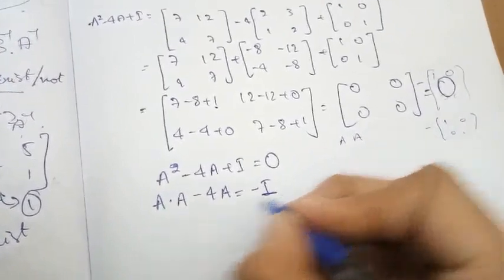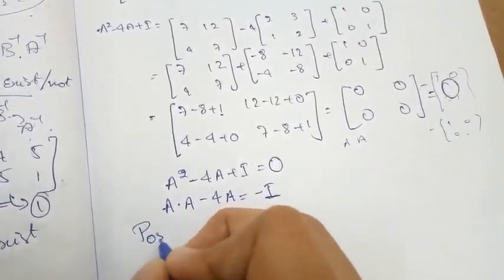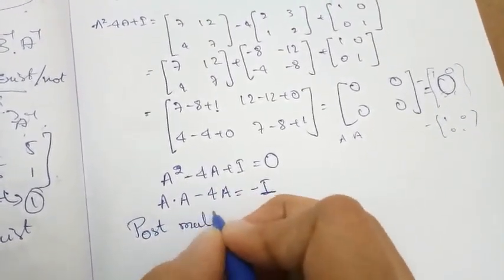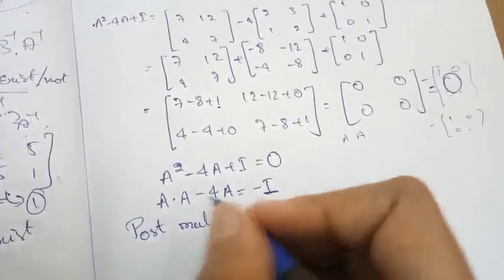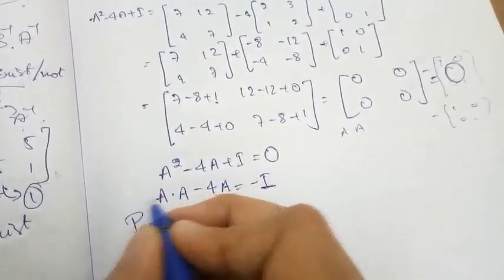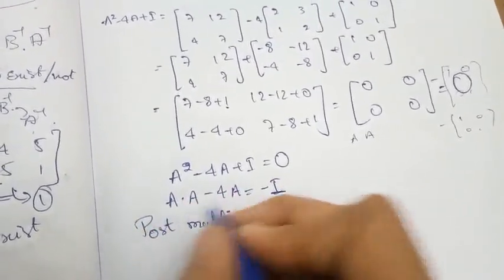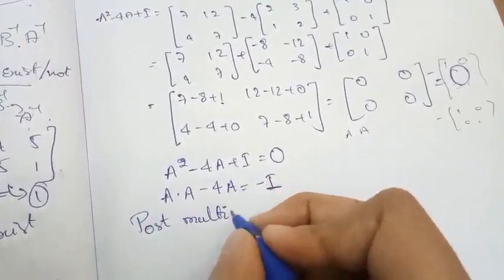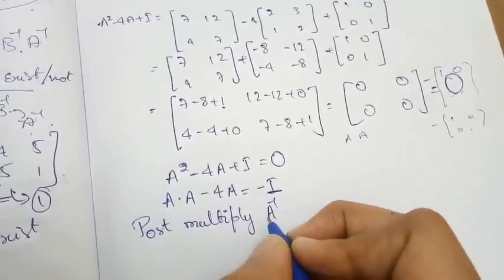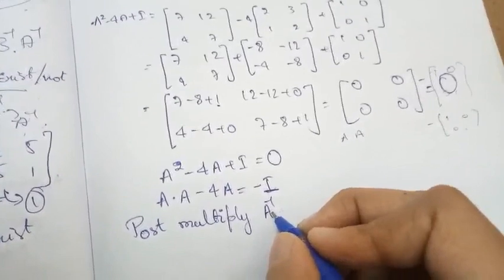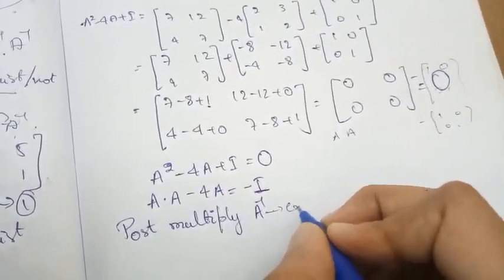Now for this I am going to post multiply. As I mentioned, the meaning of post multiplying and pre multiplying: pre-multiply means multiplying before the equation, post multiply means multiplying it after the equation. So I am post multiplying A inverse. Before post multiplying, I should make sure that A inverse exists.